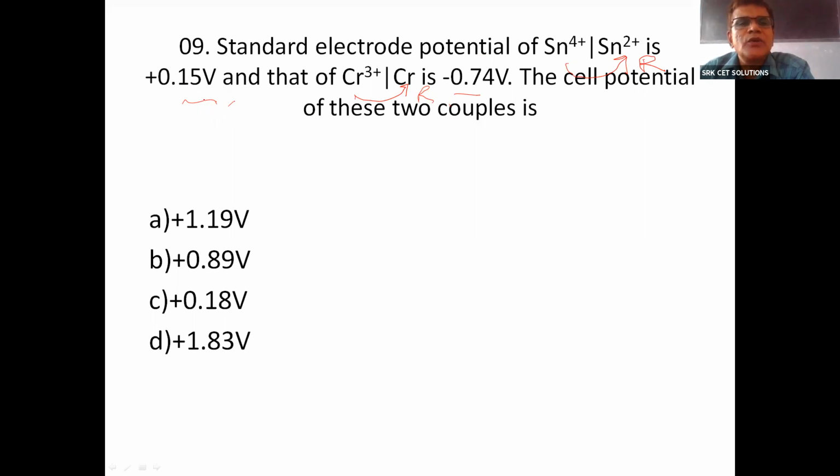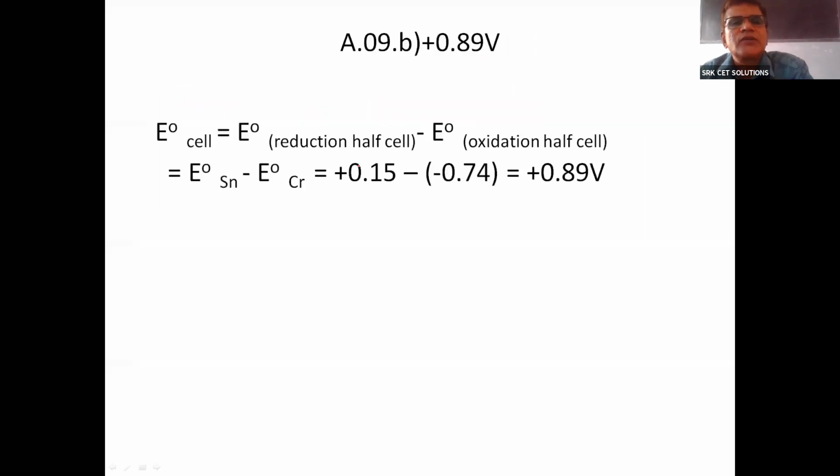So, take the E value of one minus the E value of the other. That comes to the E naught cell, that is the cell potential. Yes, look here. E naught cell equals E naught of reduction half cell minus E naught of oxidation half cell. So comparing the values, tin is the reducing half cell, chromium half cell is oxidizing. You get the answer plus 0.89.